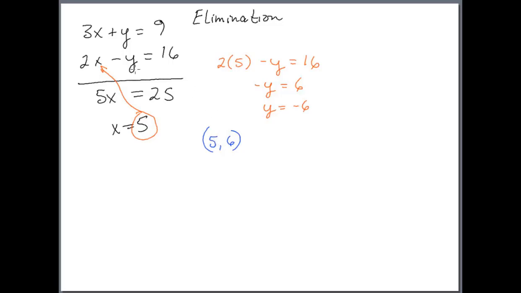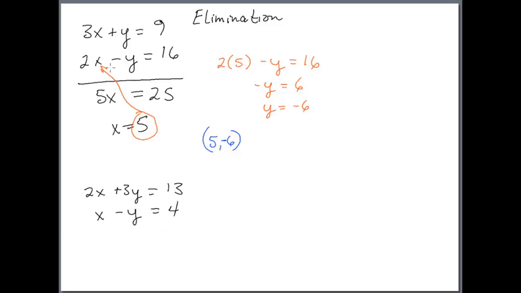And let's just double check. 2 times 5 is 10, minus a negative 6 is indeed 16. And 3 times 5 is 15, plus a negative 6 is 9. So 5, negative 6 actually works. Let's do another one with elimination. Here's another system down here. 2x plus 3y equals, and over here we're going to have x minus y equals, let's do a 13 up there and a 4 right there.